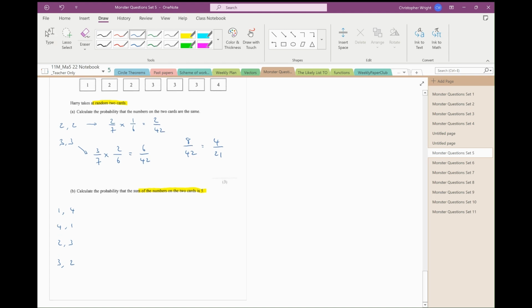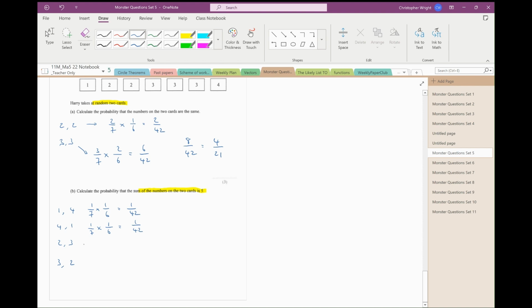So the probability of getting a 1 on the first card is 1 out of 7, because there's only 1 1. Probability of getting a 4 is 1 out of 7. So that probability, 1 out of 6, of course, because there are only 6 cards left. So that probability is 1 out of 42. Right, the probability of getting a 4 first is 1 out of 7, and then a 1 is 1 out of 6. So again, 1 out of 42.